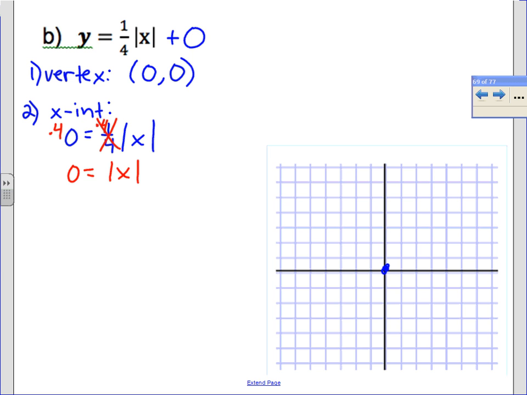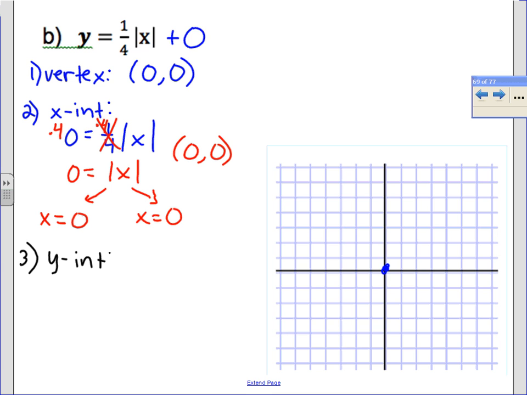Now, you can take the absolute value of something and get 0. So at this point, just like we did with the absolute value equations, we split them up and get rid of the absolute value symbol. Now, of course, they're both going to be 0. So our x-intercept is 0, 0, which is the same thing as the vertex. That's going to happen sometimes where you have ordered pairs that are the same. That's okay.